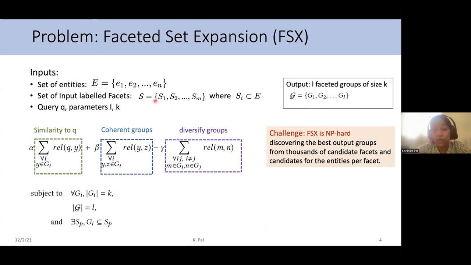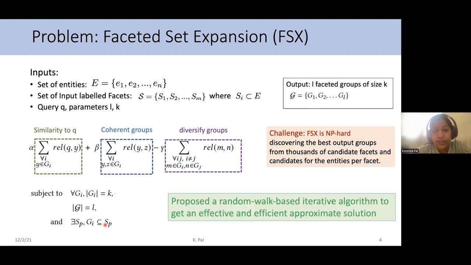The main challenge here is that the number of entities and the number of facets is in the hundreds of thousands. From there, we try to find maybe three groups with five entities, so L and K are very, very small. This leads to a combinatorial problem, apparently NP-hard due to these three constraints. So we want to resolve it with an approximated solution. The solution comes from a random walk-based iterative approach that I'm going to very briefly discuss here.